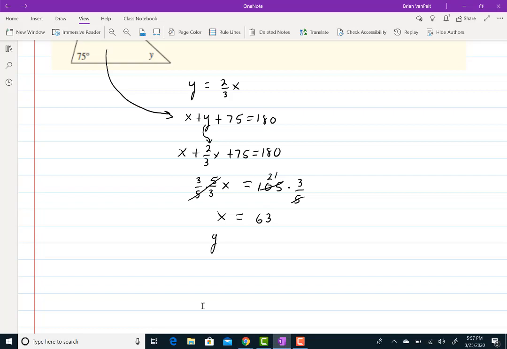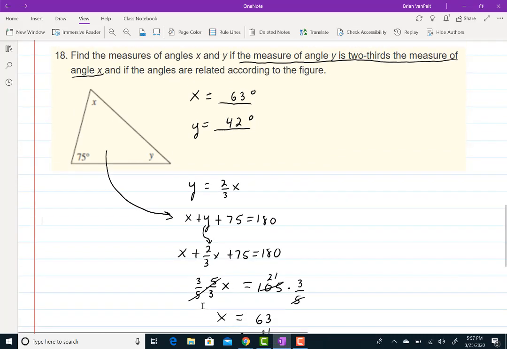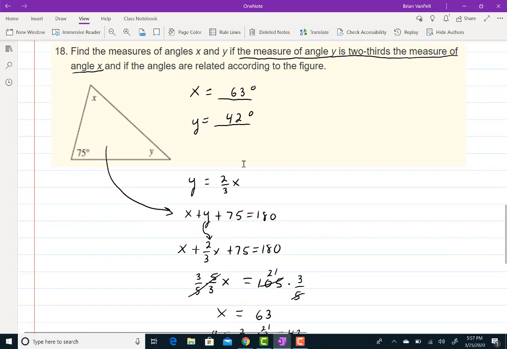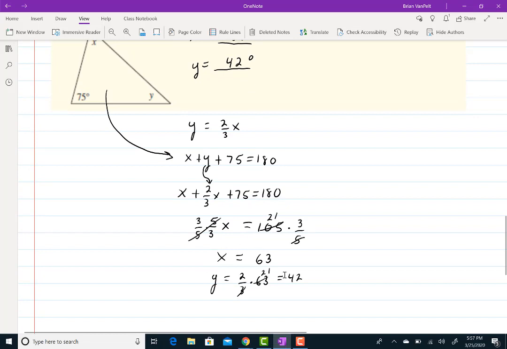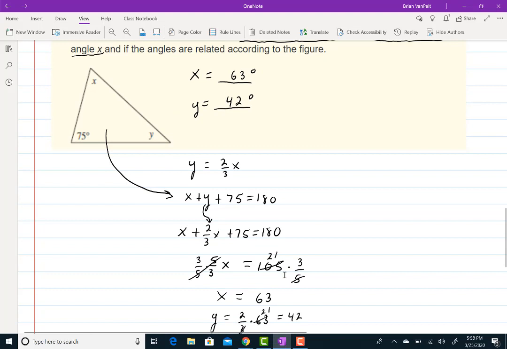And then y was equal to 2/3 of that amount. It's actually the same kind of deal. I can cancel the 3 and I get a 21 again. So that's 42. So x is 63 degrees and y is 42 degrees. I just want to make sure everything adds up and works out right. If I add the two of them together, I do get 105 degrees like it said, and I just did the computation for one being 2/3 of the other. So that was not a problem indeed, and we're finished with this problem.